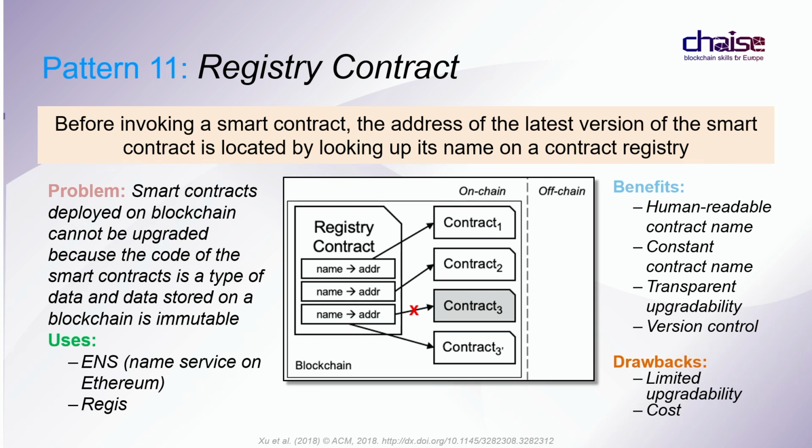Drawbacks: limited upgradability. Upgradability is still limited if the functions defined in the smart contract are directly invoked by other contracts. Cost: there is an additional cost to maintain a registry that contains the mapping between the contract names and their addresses.